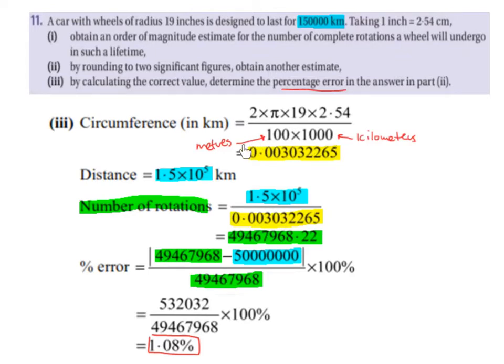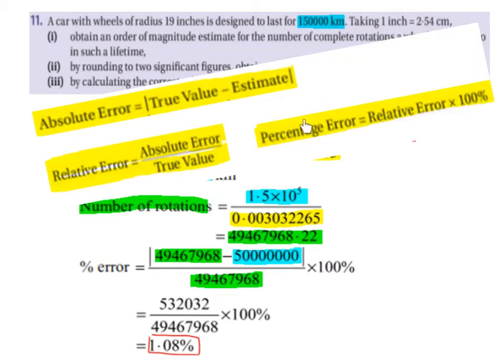And dividing by the actual circumference, we end up with 49,467,968.22. So this is the number of rotations. Now we want to work out the percentage error. So the formula for percentage error is relative error multiplied by 100%. The formula for relative error is absolute error divided by true value. And the formula for absolute error is going to be true value minus the estimate. And these lines represent modulus, so we take the positive value.